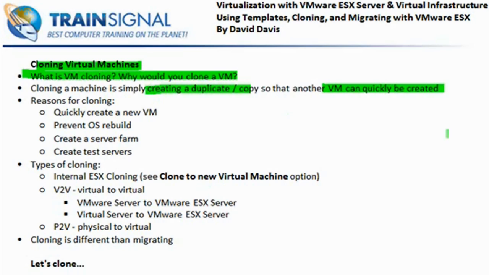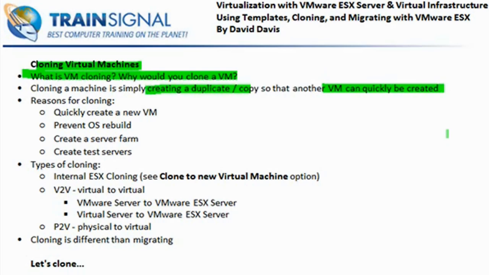But what a template does is it really secures that virtual machine from being modified. It secures it from being powered on, and it keeps that golden copy secure, kind of like putting it in a vault. Well, you can clone any virtual machine you want inside VMware ESX Server. You don't have to use a template if you don't want to.